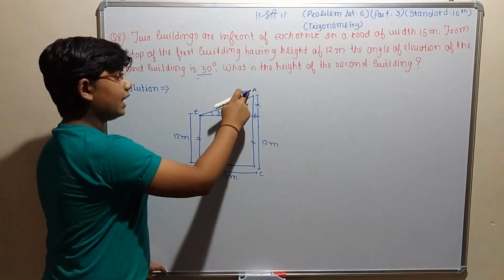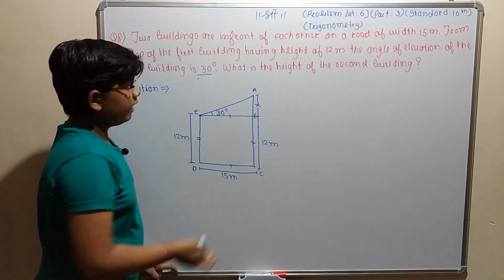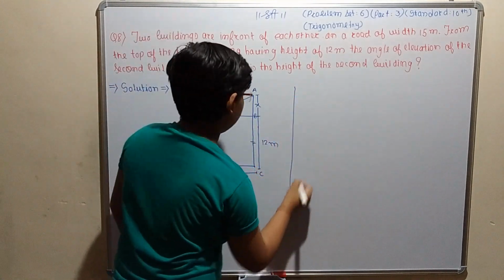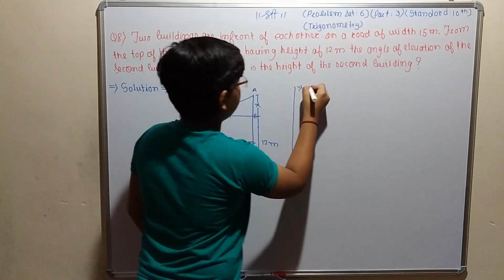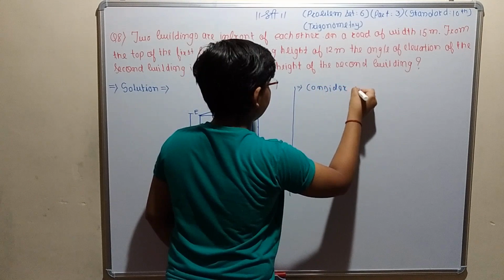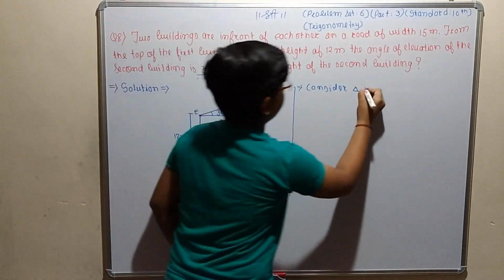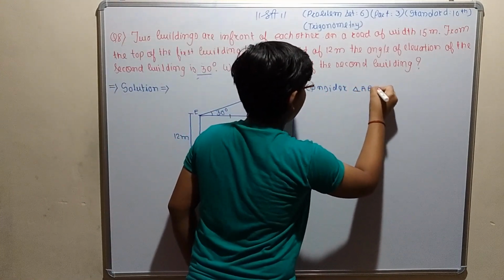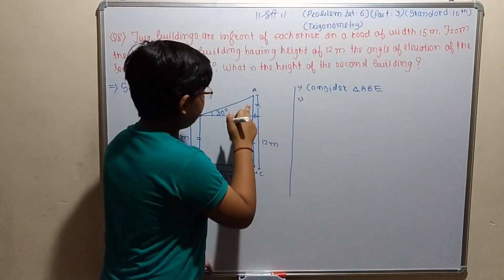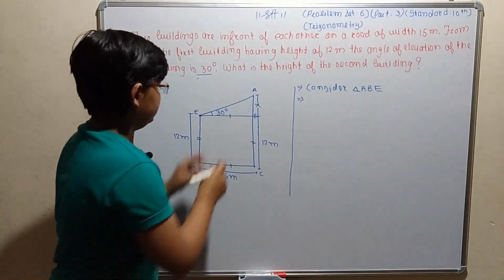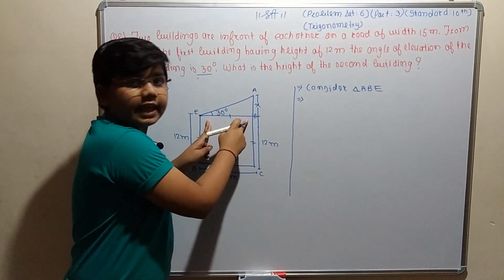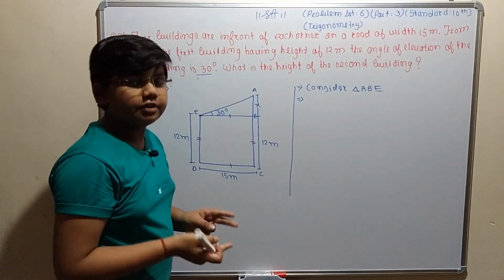Now consider triangle ABE. We can find the length of x by using trigonometry. In triangle ABE, we have to find x. This is 15 meters, and in this case we have to deal with the opposite side and the adjacent side. So which function can we use? We can use the tan function.